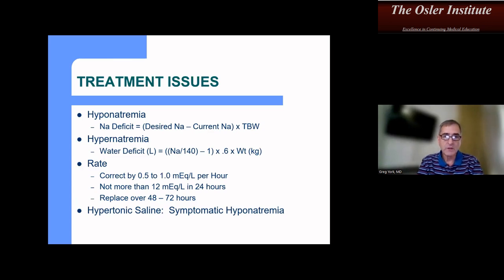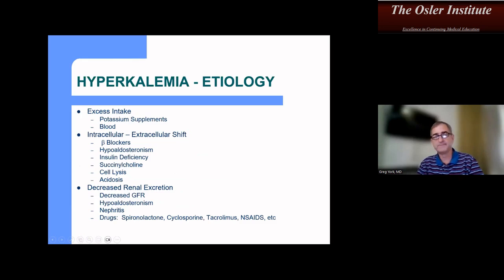One thing I point out is you can use hypertonic saline in this correction for those who are symptomatic, for symptomatic hyponatremia. But the underlying thing is to calculate your sodium deficit, your water deficit, and to provide that missing item at a rate of about 0.5 to 1 milliequivalent per liter per hour, and expect to do this over 24 or 48 hours, not more. Okay, that's hyponatremia. Let's move on to hyperkalemia.